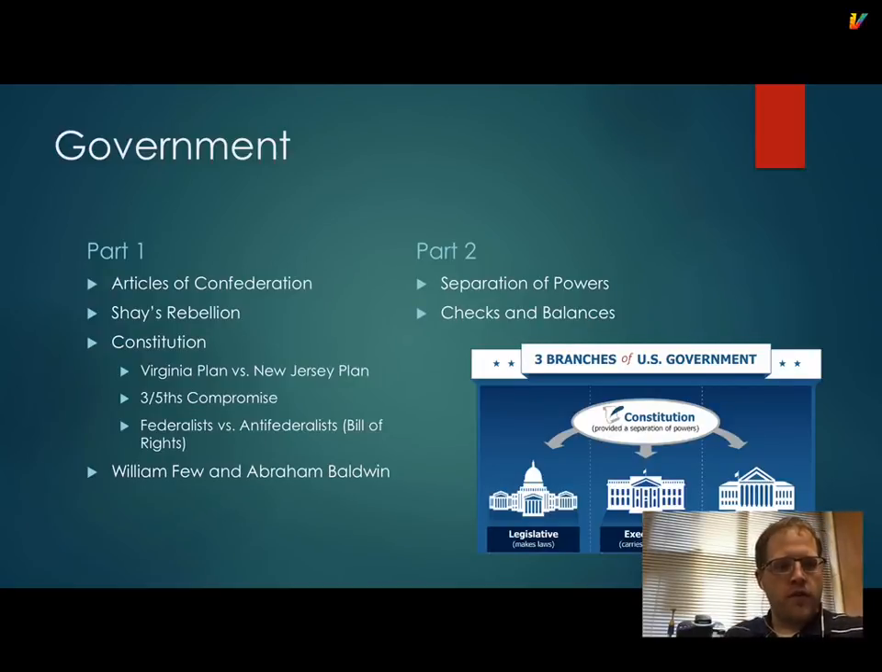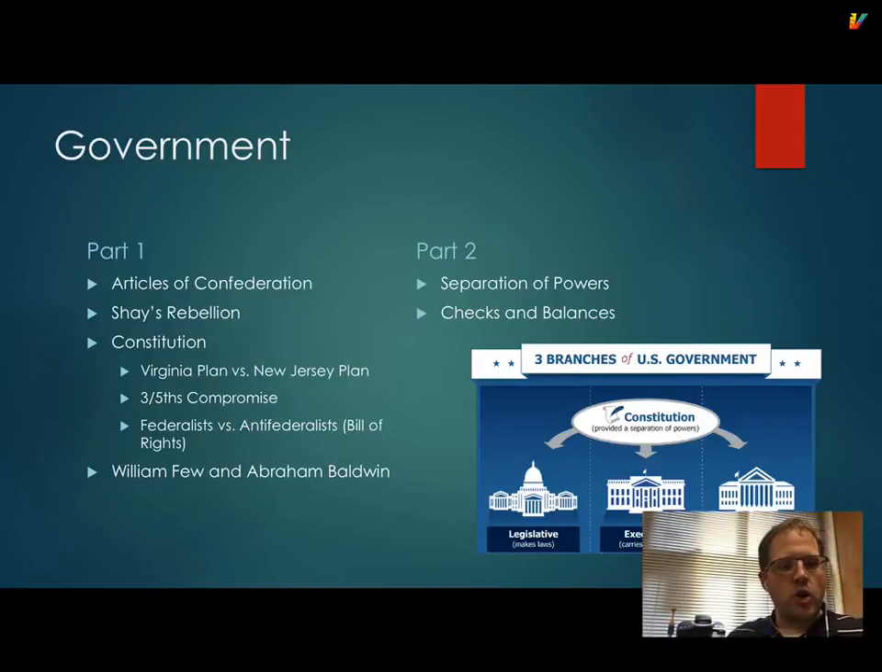They were nervous about creating a strong central government that could be tyrannical like the king they were fighting against, and they didn't want that. So they created a government that couldn't enforce its laws. It had a legislative branch, but no executive or judicial branch, and they didn't have the power to tax, and without the power to tax, they did not have a military to enforce their laws.